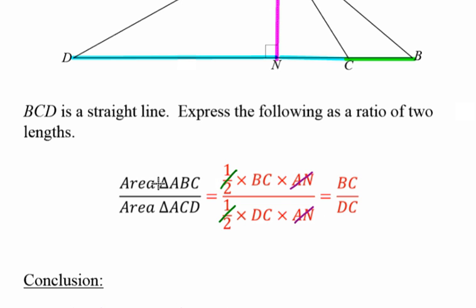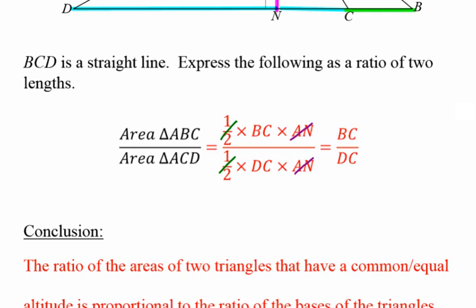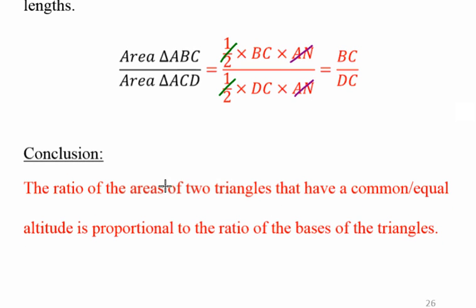So here we can see that area of triangle ABC divided by area of ACD is actually equal to BC divided by DC. Now remember, BC is the base of the one triangle, DC is the base of the other triangle. So that shows you that the area of the one triangle divided by the area of the other, provided the altitudes are the same, is the base divided by the base. So what's the conclusion we can draw from that? The ratio of the areas of two triangles that have a common or equal altitude is proportional to the ratio of the bases of the triangles.